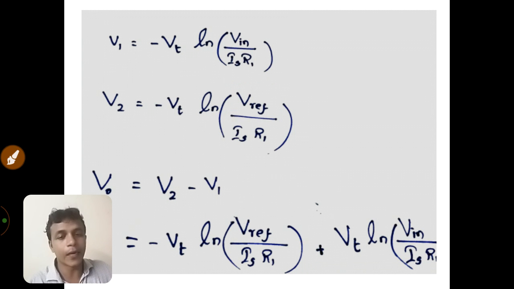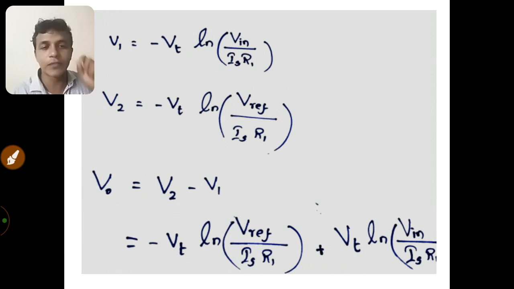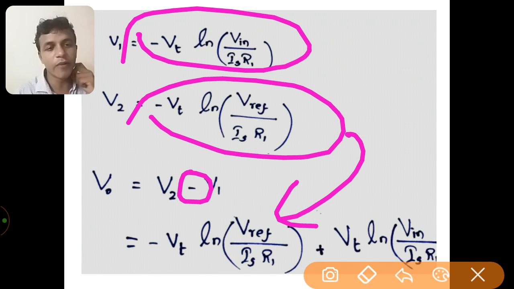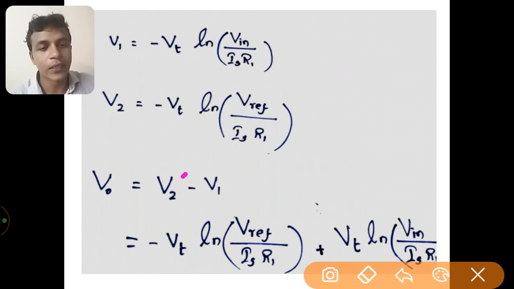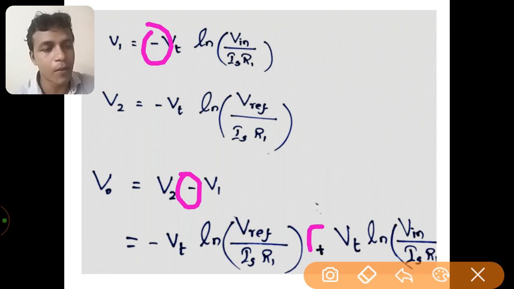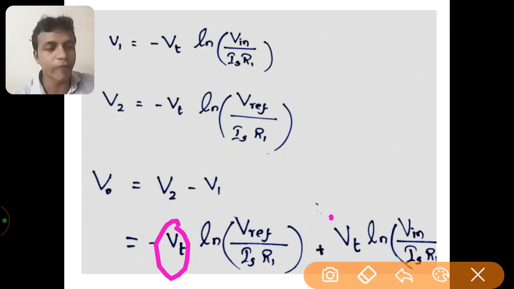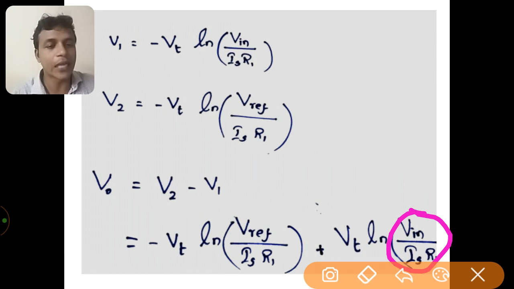Then we send V1 and V2 to the difference amplifier. V1 is minus Vt into natural logarithm of Vin divided by Is into R1. So this minus into this minus becomes plus, right? We get the equation minus Vt into natural logarithm of V reference divided by Is into R1, plus Vt into natural logarithm of Vin divided by Is into R1. Vt is common, so when we take Vt common outside, we can write this as natural logarithm of Vin divided by Is into R1 minus natural logarithm of V reference divided by Is into R1.